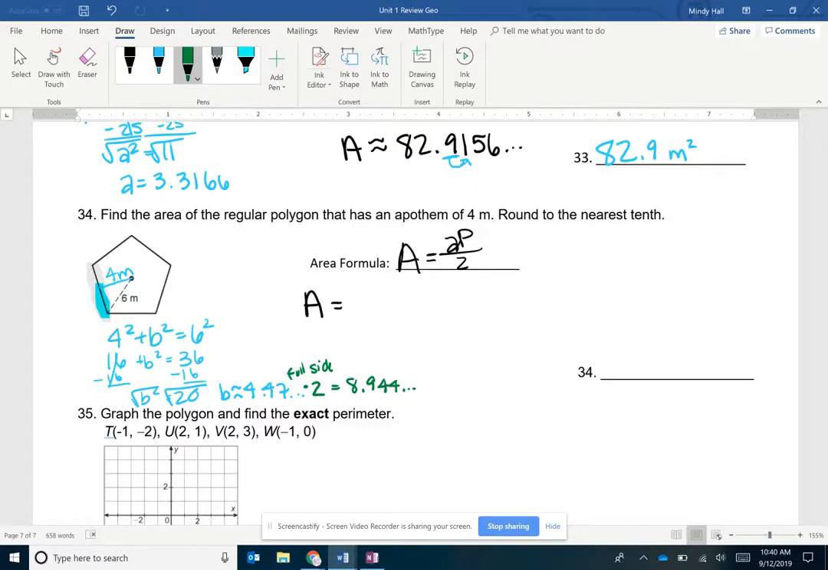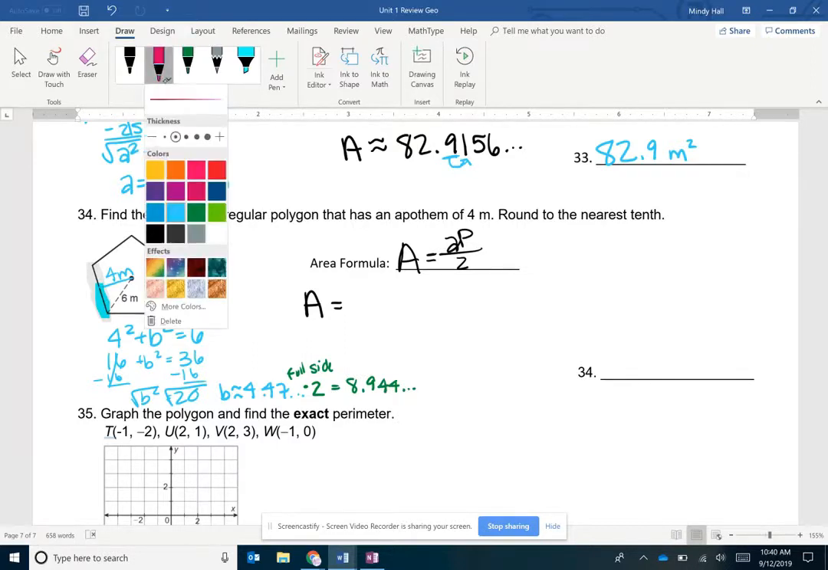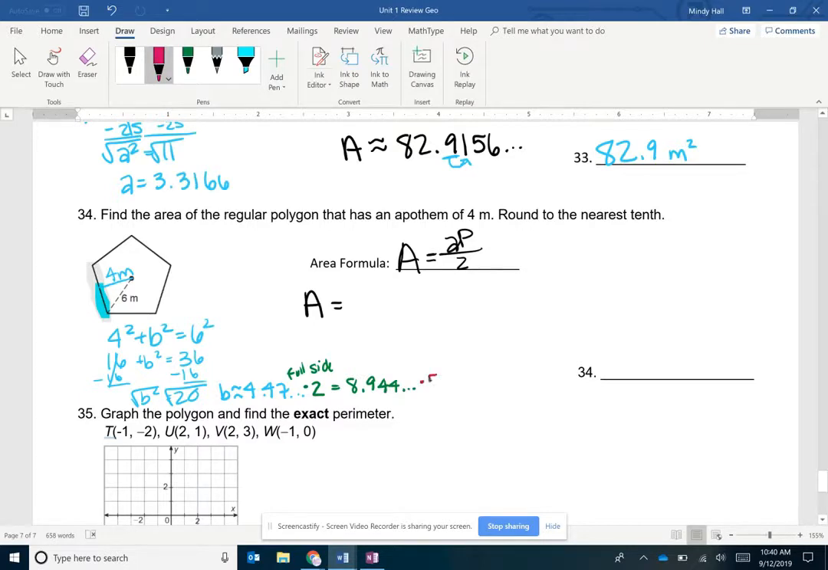So because this is going to relate to my perimeter, I have 5 sides that are about 8.944. So I'm going to multiply by my number of sides to get my perimeter. And again, on my graphing calculator, I have not rounded at all. So that gives me 44.721.